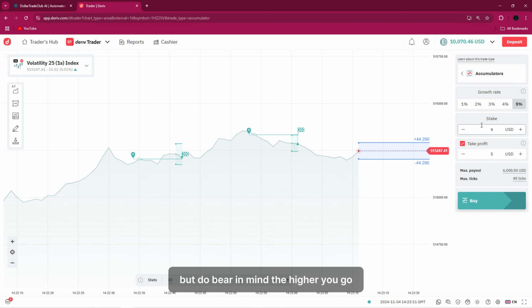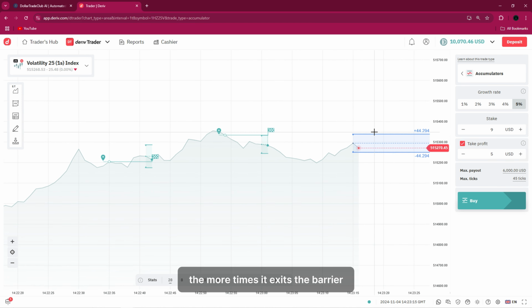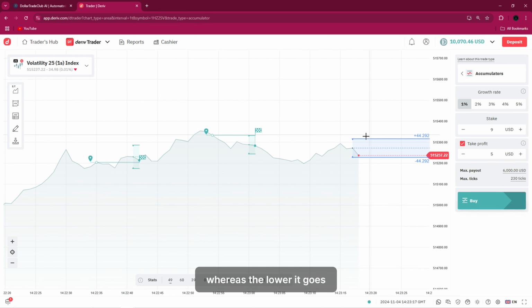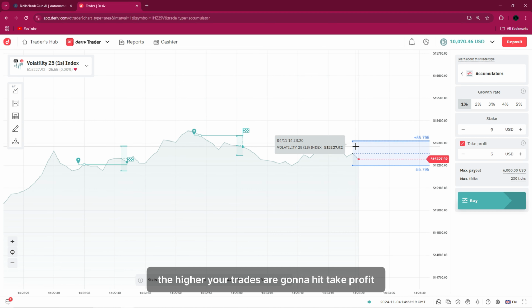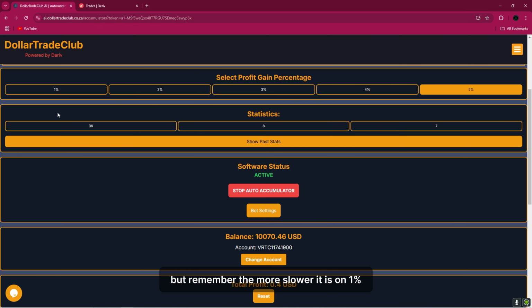But do bear in mind, the higher you go, the smaller the barrier, the more times it exits the barrier. Whereas the lower it goes, the higher your trades are going to hit take profit. But remember, the more slower it is on 1%, you're going to get way less trades compared to 5%.